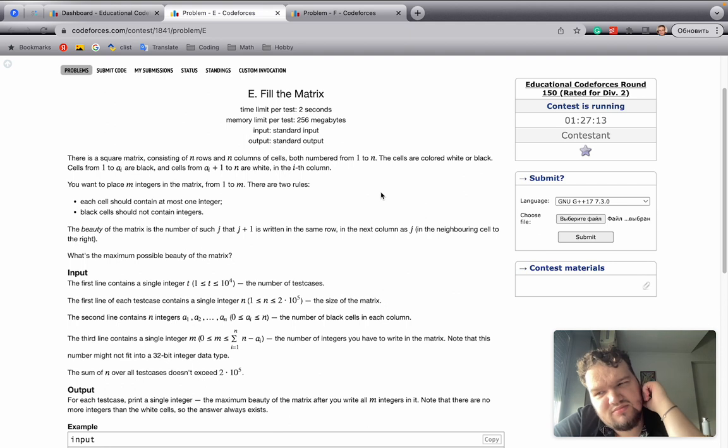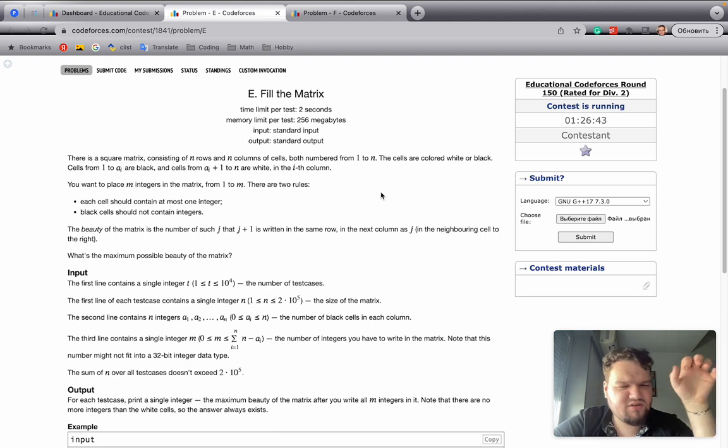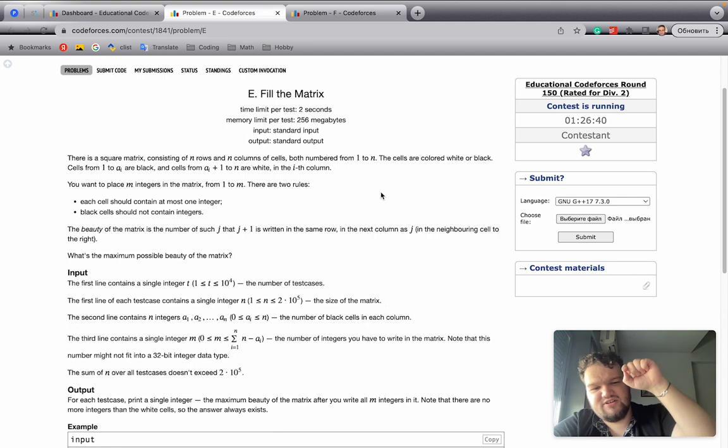Kind of a weird problem, isn't it? We're just taking horizontal segments of consecutive white cells, and we want to take as small a number of segments as possible, such that their total length is at least m, so that if we enter numbers in that order, in every segment consecutively, then the beauty will be m minus the number of segments.